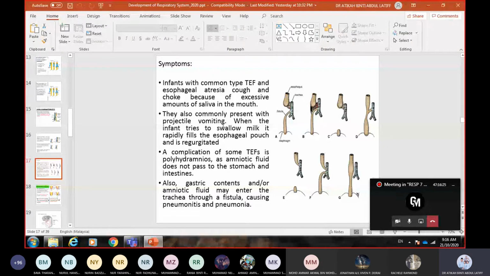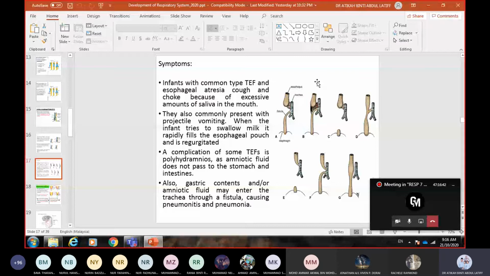Okay, and sometimes they also present with projectile vomiting in the case where the esophagus doesn't have a fistula, so it's a blind end. So whatever comes in will go back out. It's called projectile vomiting because the way it comes out is quite projectile. Okay, and that's a common feature of the TEF.